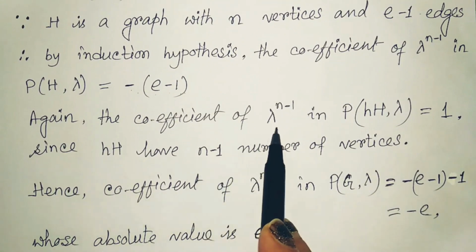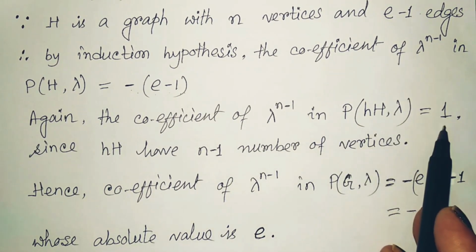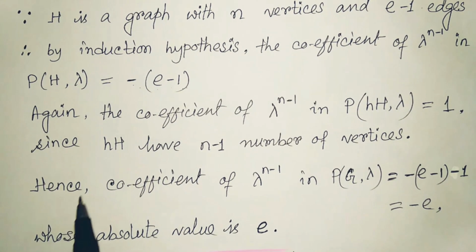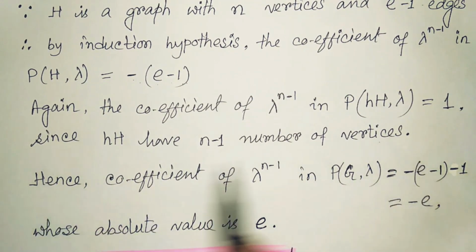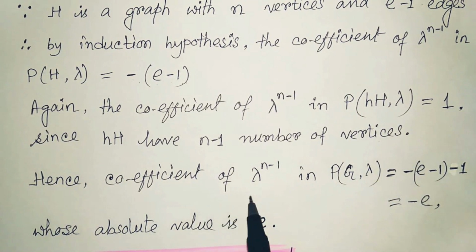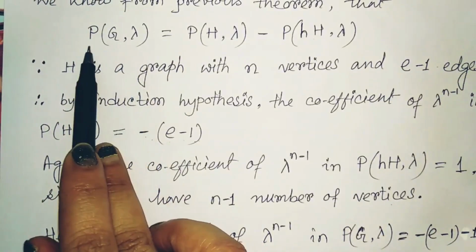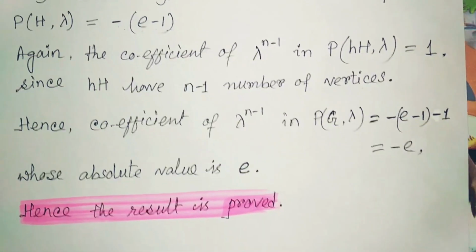Again, the coefficient of lambda to the power n minus 1 in the polynomial of small h into H should be 1. Because here one vertex is fewer, the first term is lambda to the power n minus 1, and for the first term its coefficient is 1. Since small h into H has n minus 1 vertices, that's why we do this. Hence the total coefficient of lambda to the power n minus 1 for the graph G should be, then, what is it.